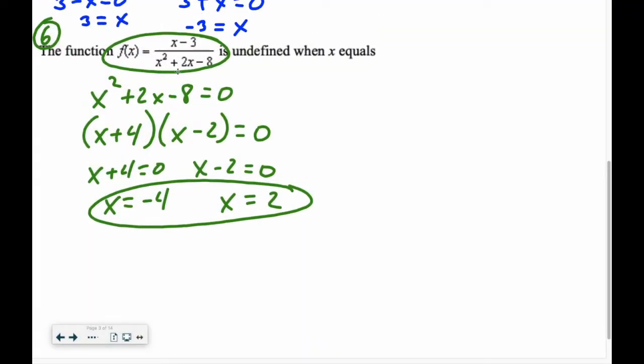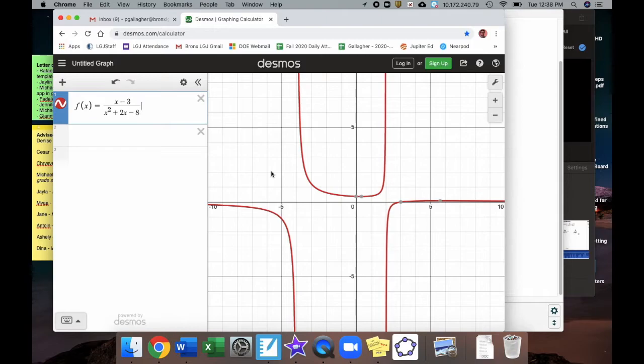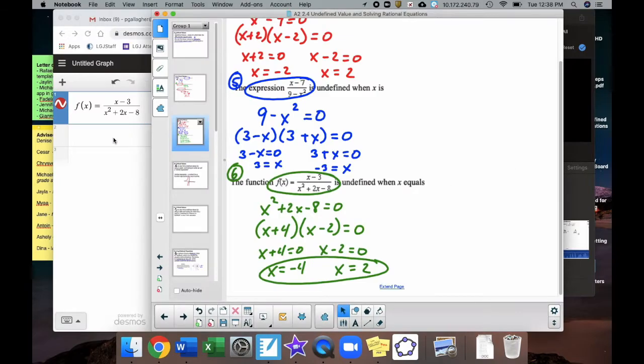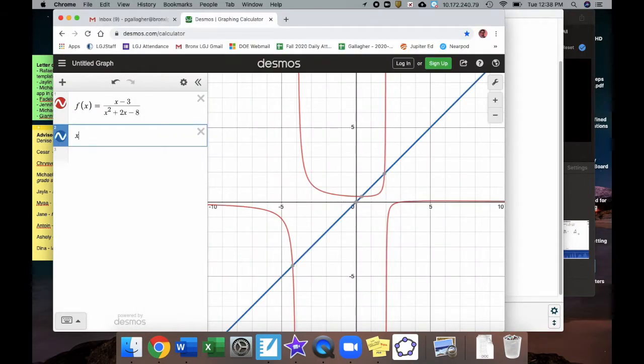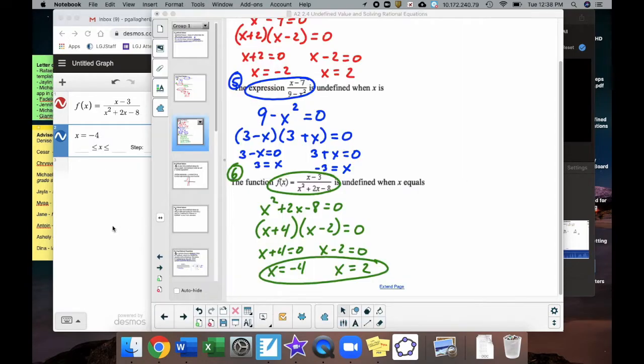So I'm going to show you how to check this last one, number 6, using Desmos to see if these really are the undefined values. So to do that, we exit out of here. We go over to Desmos. I've already typed everything in, and you're going to get this graph. These graphs always tend to look extremely strange. I'm then going to type in my values, so that's going to be x equals -4, and I'm also going to have x equals 2.